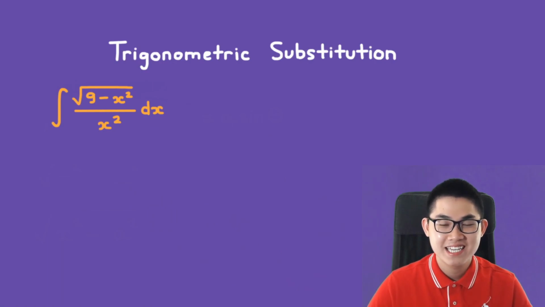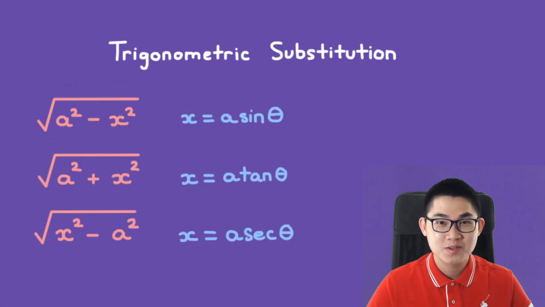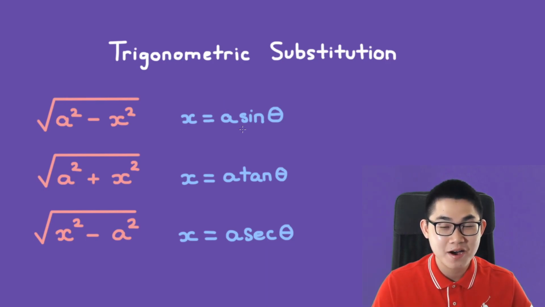Hey, what's up everyone? In this video, we're going to solve integrals using trigonometric substitution. There are three formulas that you need to know. When you see that there is a square root of a squared minus x squared in your integral, you're going to let x equal a times sine of theta. And don't worry, I'm going to show you plenty of examples.